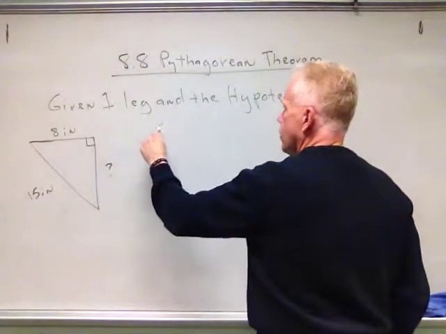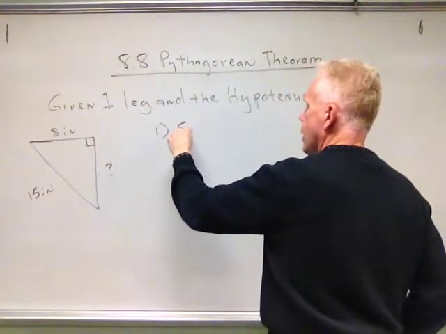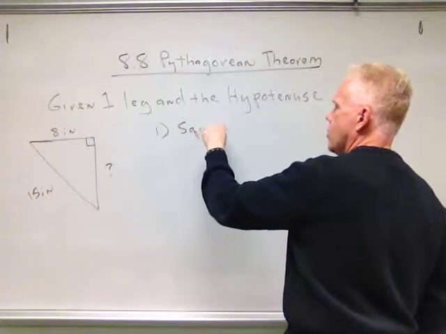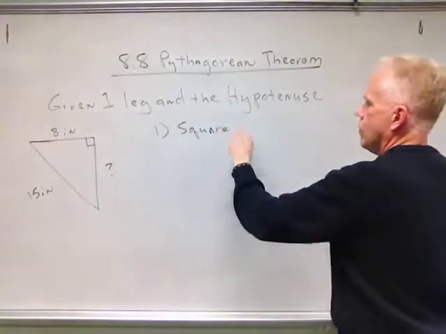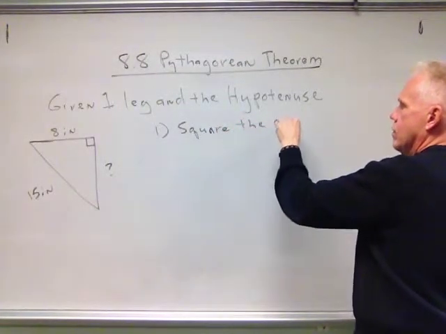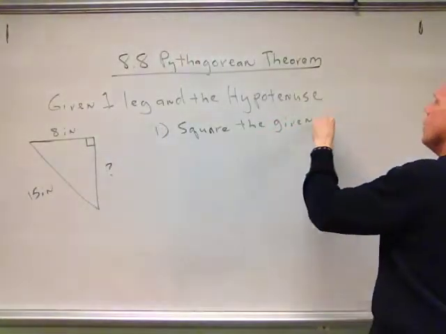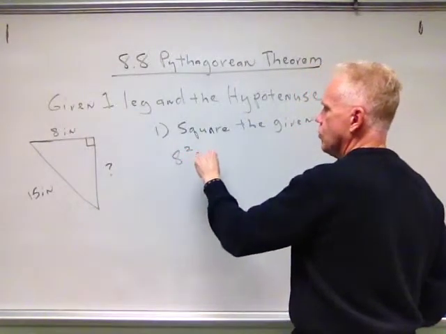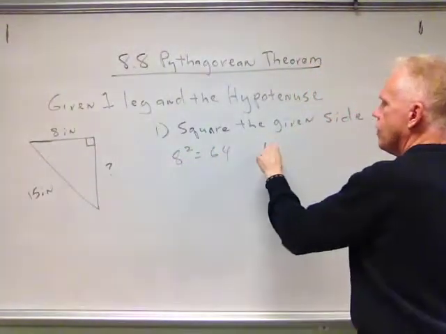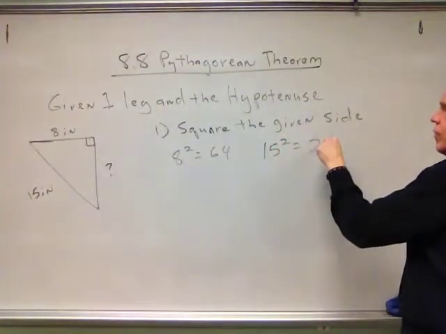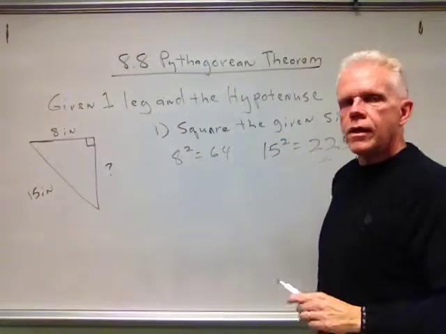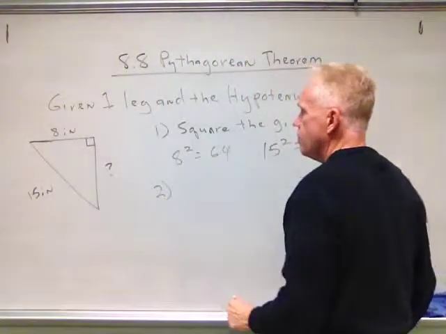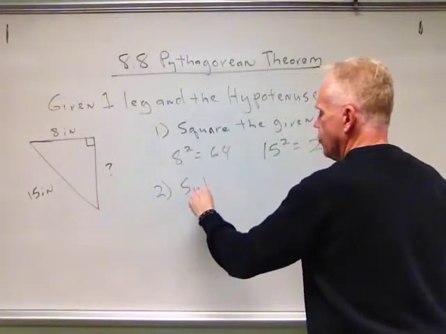We're going to start off, step 1, square the given sides. Okay, so we'll do 8 squared equals 64. 15 squared equals 225. Okay? Now, here's where it gets a little different. Instead of adding these two together, in step 2, we're going to subtract these.